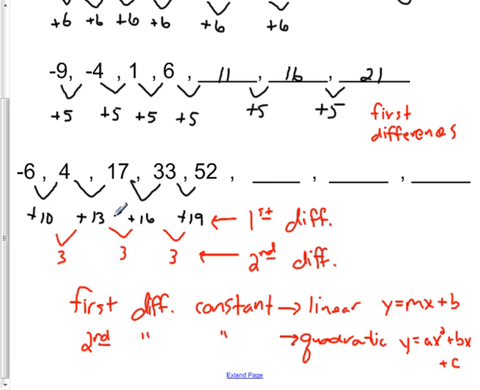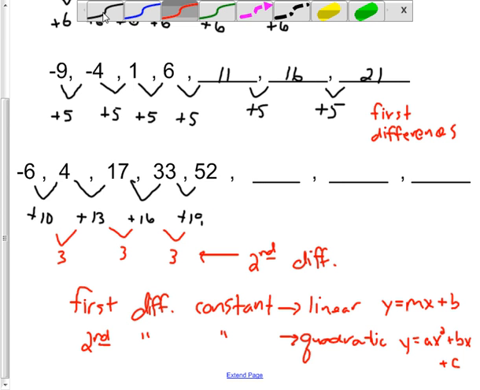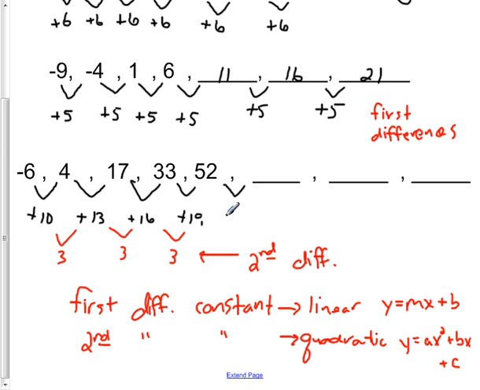So if we went up by 10, up by 13, up by 16, up by 19, the next one we're going to go up by 22, because that's going to be the next number in the pattern of 3s. So 52 plus 22 is going to give us 74.